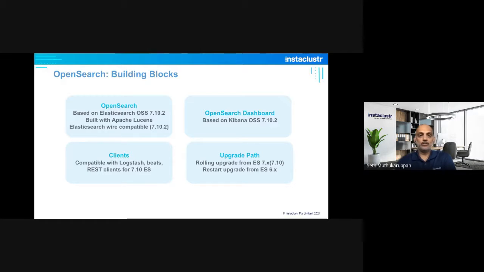But if you're running older versions of Elasticsearch, then you might be able to make use of some of these upgrades, or you can reindex your data, which is more like copying your data from Elasticsearch to OpenSearch. And that could be one way to move away from Elasticsearch and move into OpenSearch.